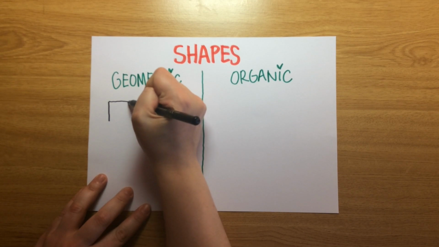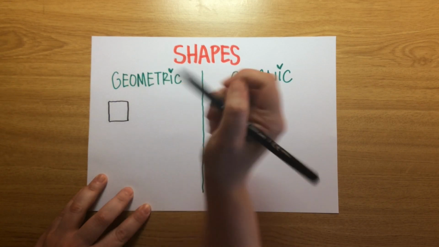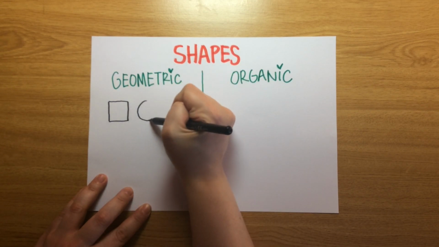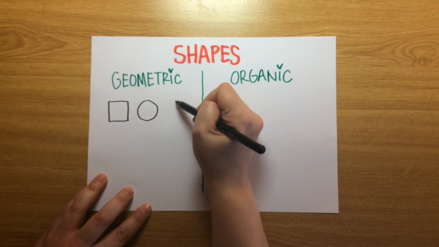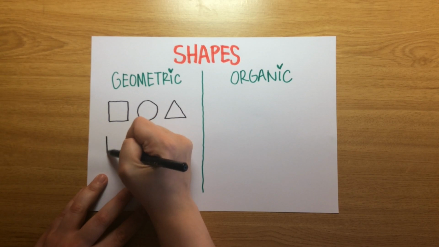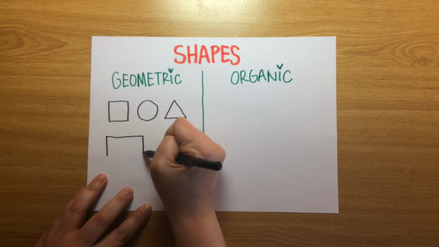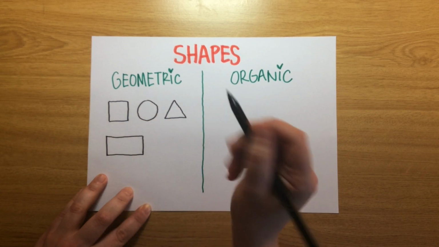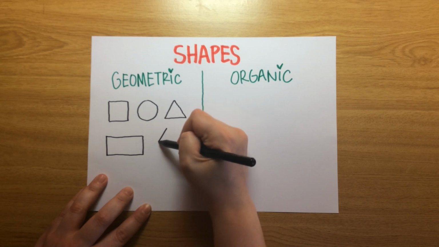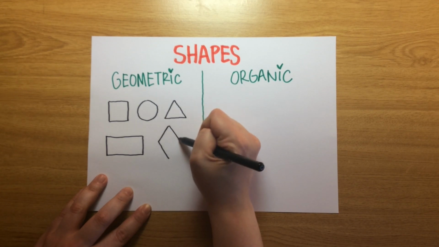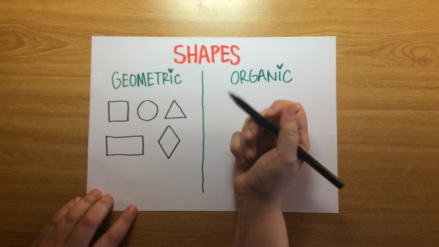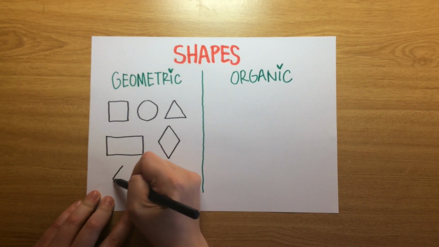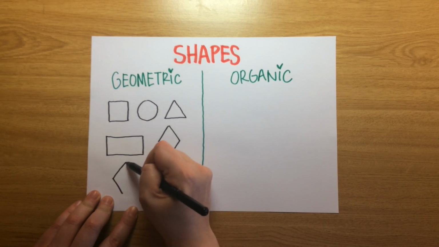Geometric shapes are easy to recognize. We can use math to find information about these shapes, and they usually have a specific name associated with them, like square, circle, triangle, rectangle, a diamond, or a rhombus, and other shapes like the pentagon.